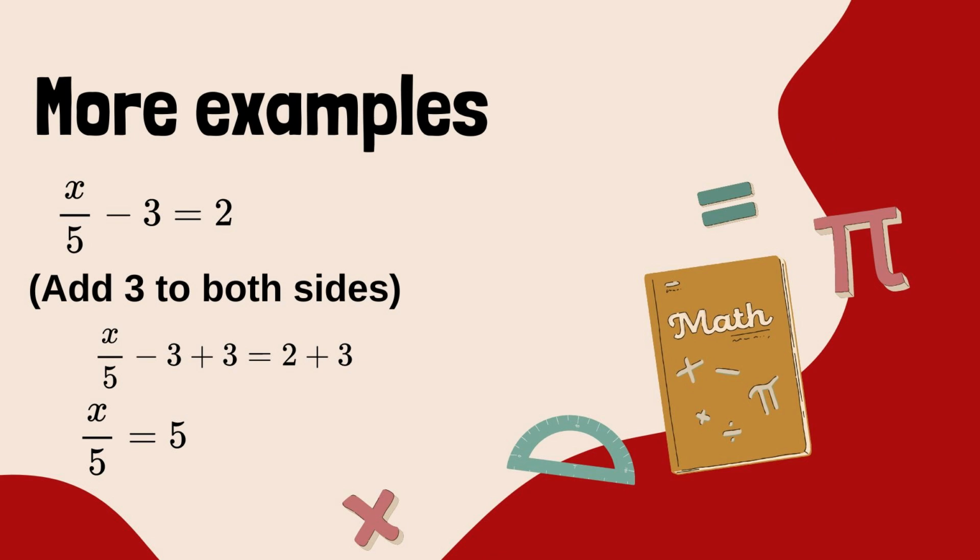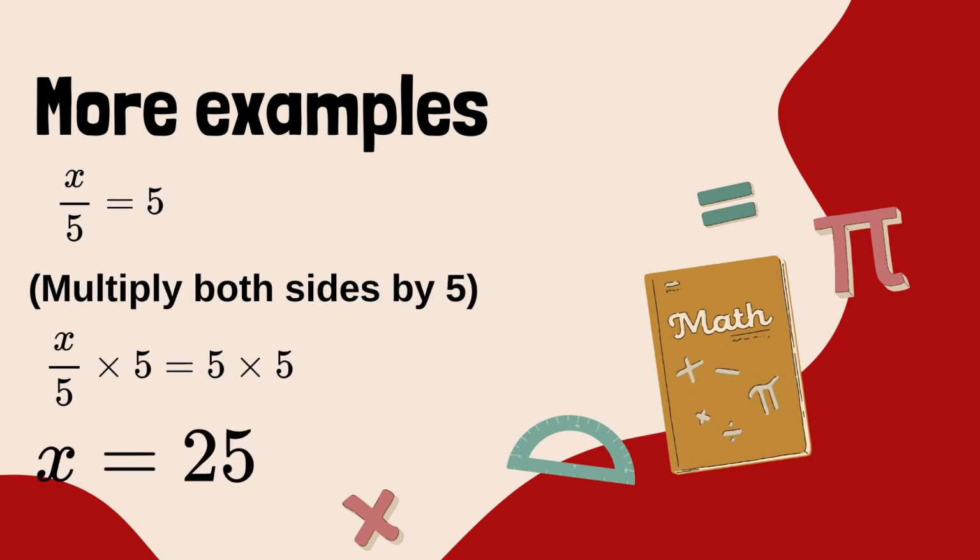We have more examples. X over 5 minus 3 is equals to 2. So the first thing we do is we add 3 to both sides of the equation so that I'm left with x over 5 on my left hand side. So I have x over 5 will be equals to 2 plus 3, which is 5. So my x over 5 is equals to 5. In order for me to get the value of x, I would need to multiply by 5. Multiply the left hand side by 5 and also multiply the right hand side by 5. So my x will be equals to 25.